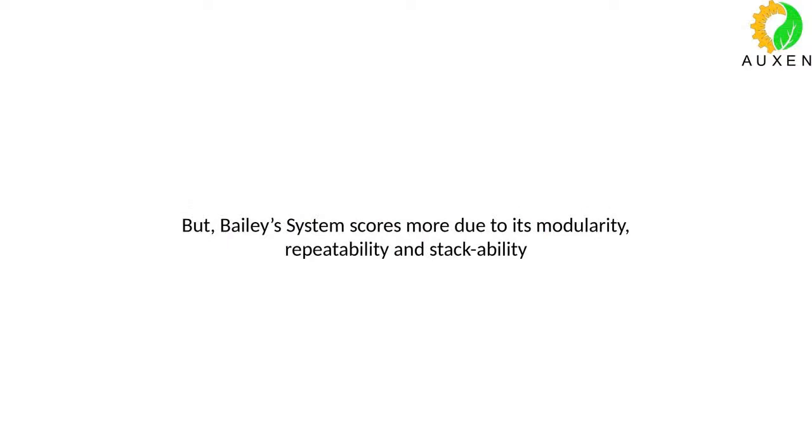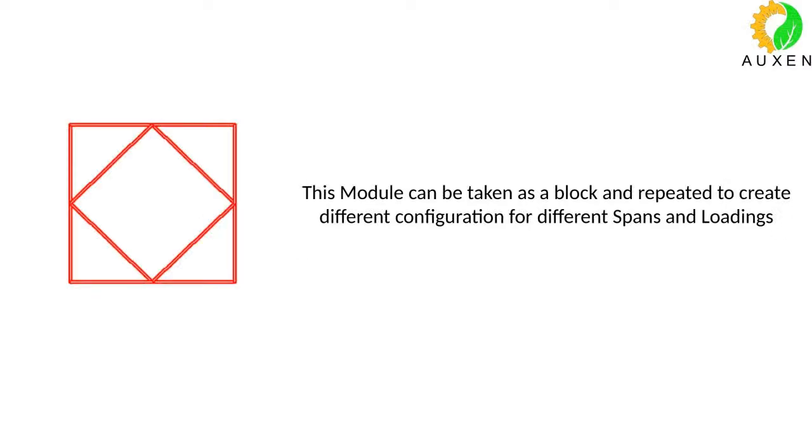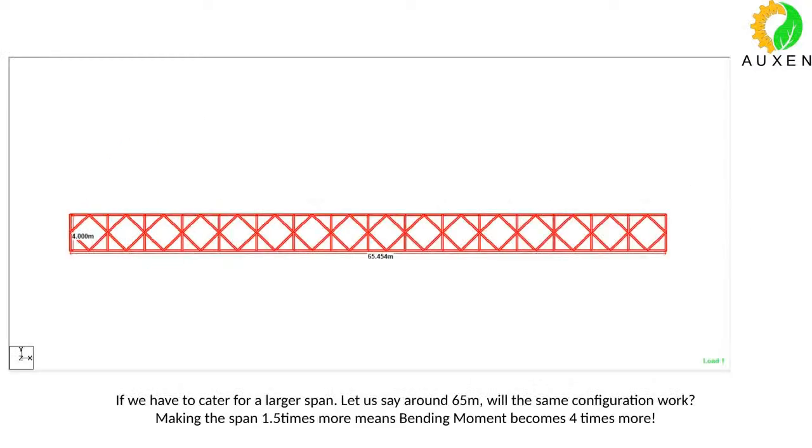But very important, Bailey's system scores more due to the modularity and the option of repeatability and stackability. This is not a word, but I have just written it. Stackability would mean the ability to stack these modules one over the other, or the ability to keep these modules side by side. So in Bailey's bridge, this is a typical module which you can use as a building block, and you can repeat it to create different configurations for different spans and loadings. Quite interesting. Let us see how.